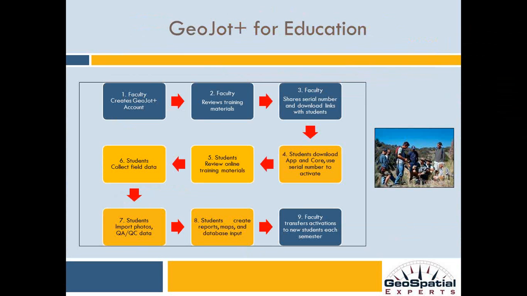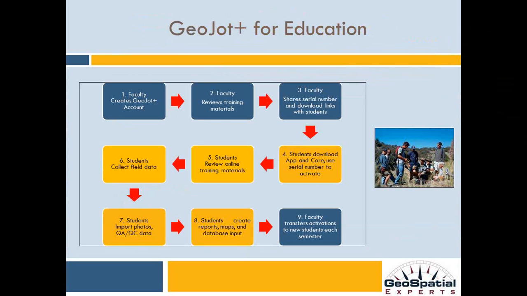So how does the GeoJot Plus education program work? The faculty, or you as a professor, creates a GeoJot Plus account. The faculty review the training materials, and then share the serial number and download links with students. The individual students download the app and the core on their devices. The students review the online training materials, and then they go out in the field and collect the field data.